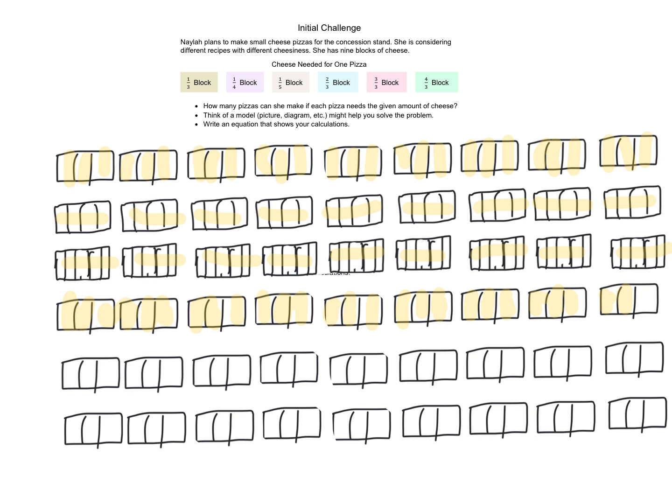All right, so if it was 3/3, that's just the whole, right? So 1, 2, 3, 4, 5, 6, 7, 8, 9 pizzas. And lastly, we have 4/3, or 1 1/3.